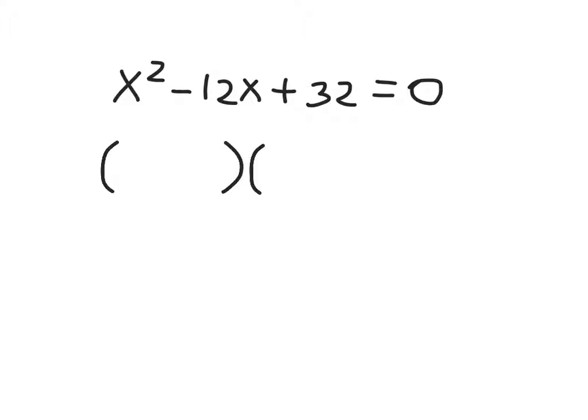In the meantime, while I'm thinking about that, I'm going to draw empty parentheses because I know it's going to look like that. I also know that there's going to be an x here and an x here. So when you know stuff, just write it down, just to stay in the flow with it. Once again, what are the factors of positive 32 that are such that when I add them, I get a negative 12? Well, you've got 1 times 32 is 32.